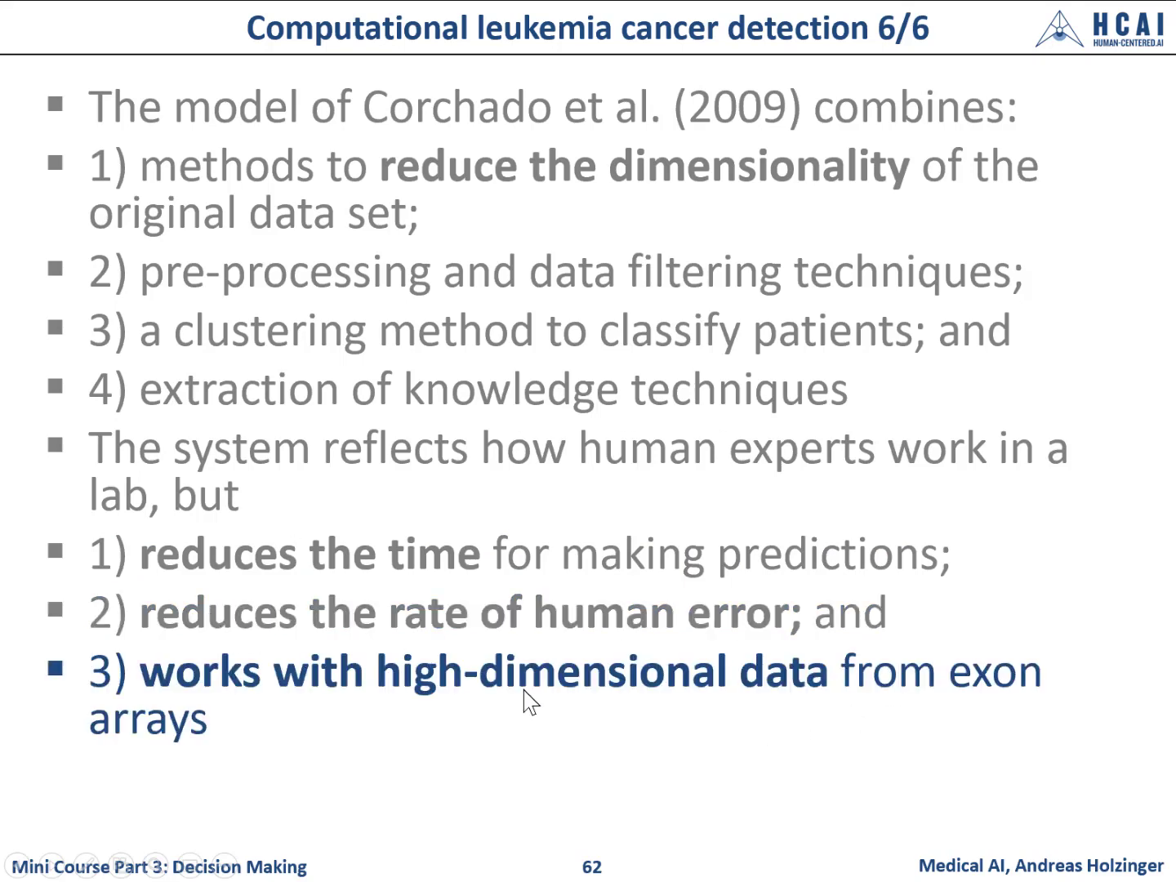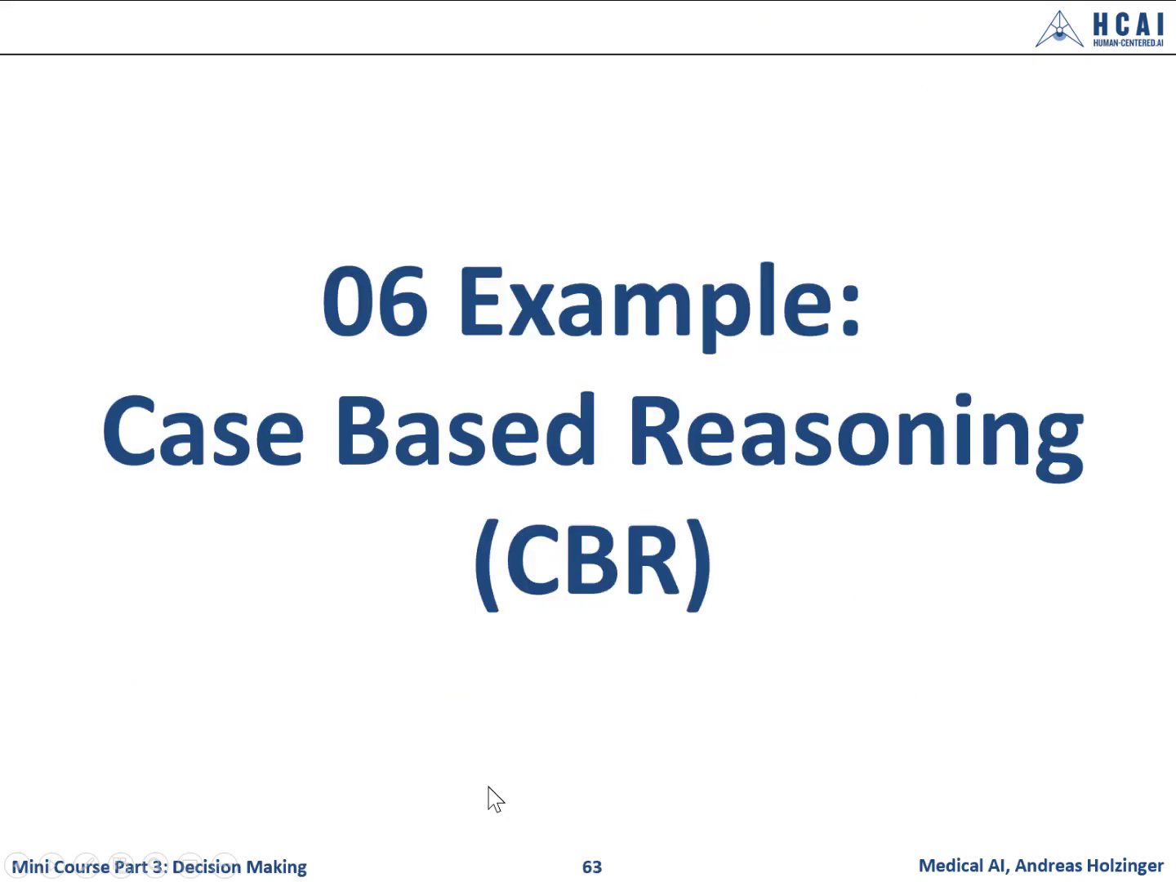And this works with high-dimensional data from action areas where humans cannot see anything because it's too high-dimensional, so it's too complex. So here a computer, I call it artificial intelligence. Here the artificial intelligence is really very helpful. So next example and final example, and then you are ready for the coffee.